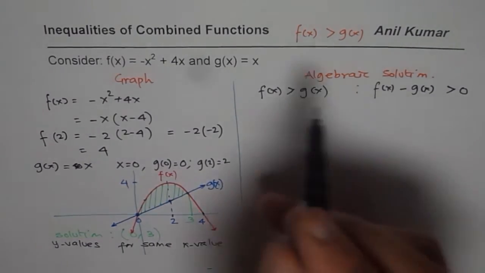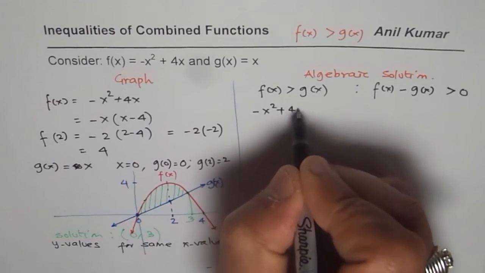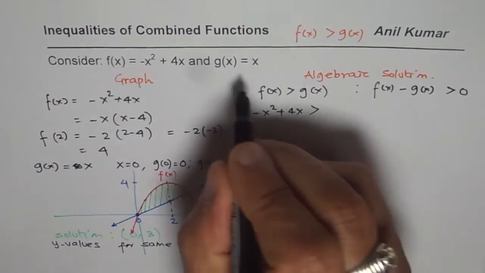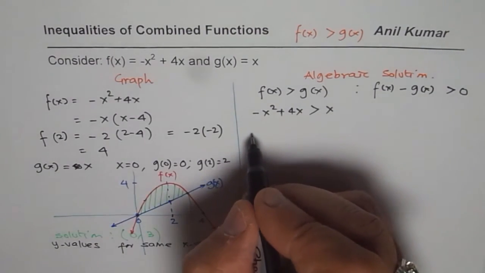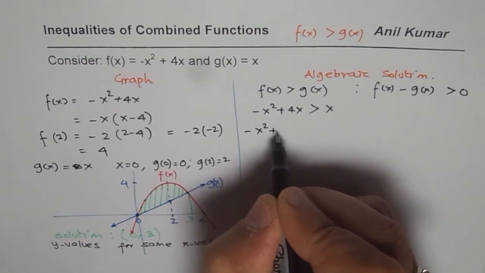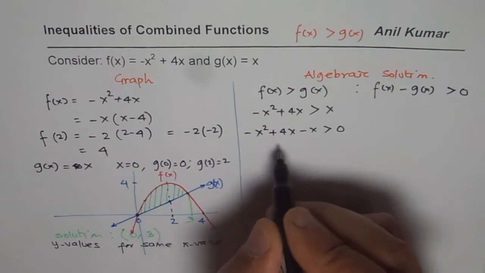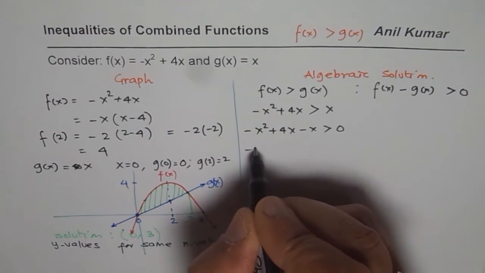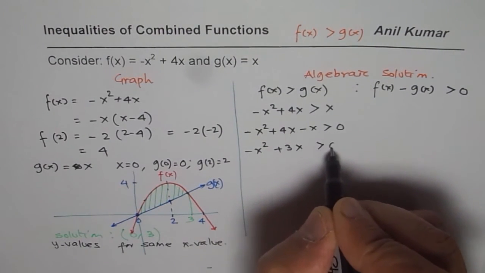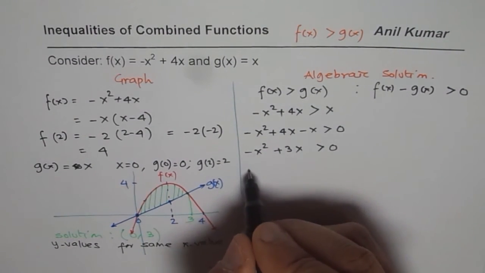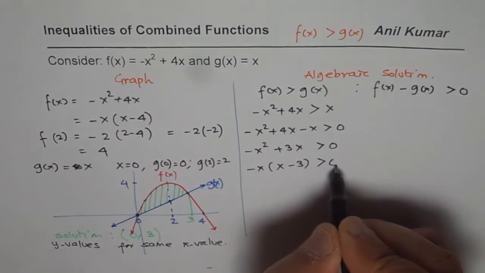Both are the same, right? f of x is minus x squared plus 4x, which is greater than g of x, which is x. Let's bring them together to one side. So we get minus x squared plus 4x minus x is greater than 0. Now we can combine the like terms. Minus x squared plus 3x is greater than 0. We can take minus x common. We get minus x times x minus 3 greater than 0.